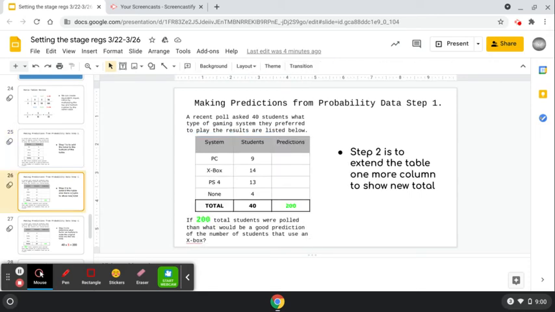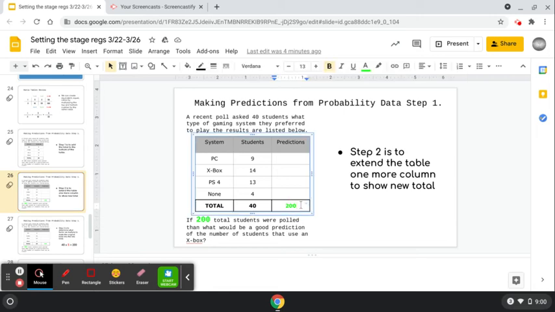The next step to make a prediction, because remember, we want to know if 200 were polled, what would be the number of students that picked Xbox? Well, we don't know 200, but we do know 40. So what we need to do is make a new column for the predictions. The main thing is that not only do we need to make that new column for predictions, we need to include the new total. That new total is going to come from the question. It'll say if 500, if 1,000, if 350, some kind of new number that we're trying to get to. We're at 40, and we're trying to get to 200.